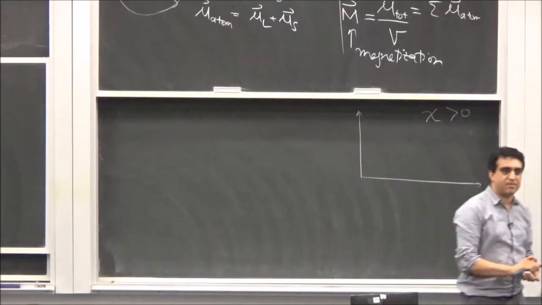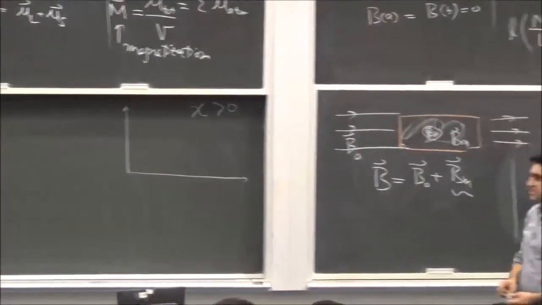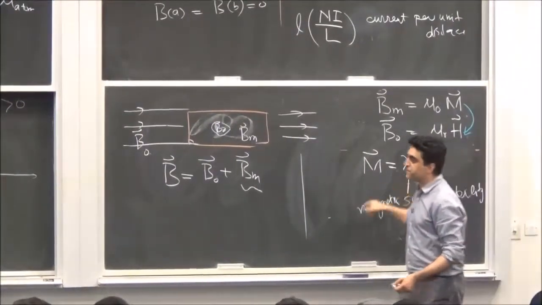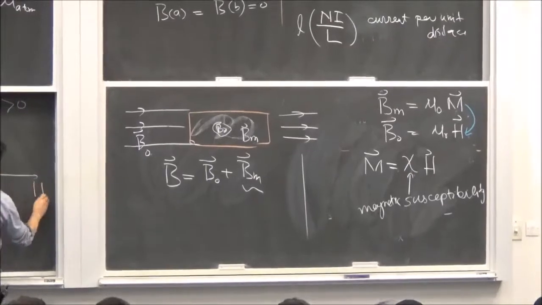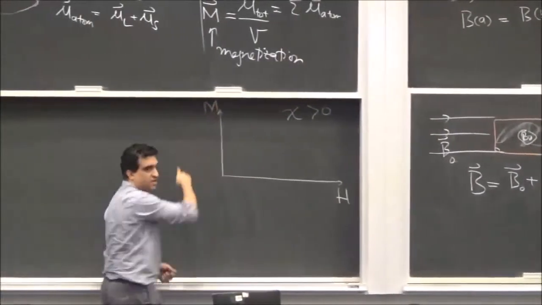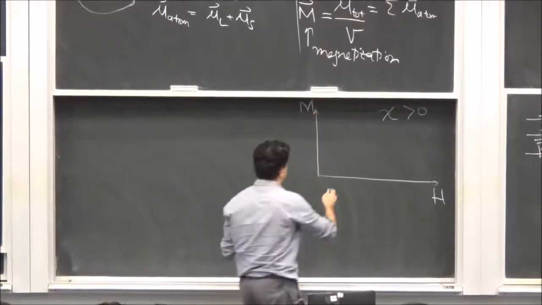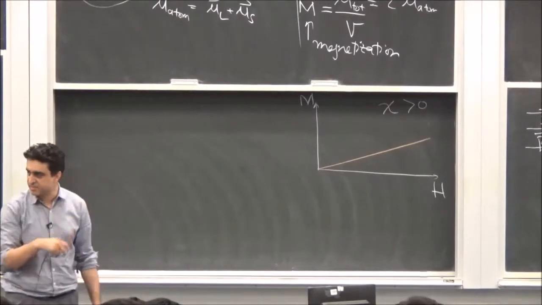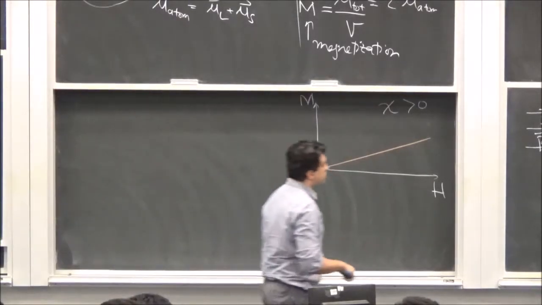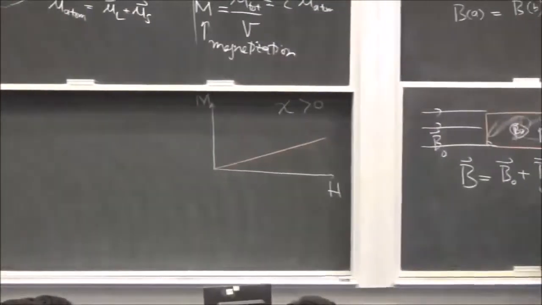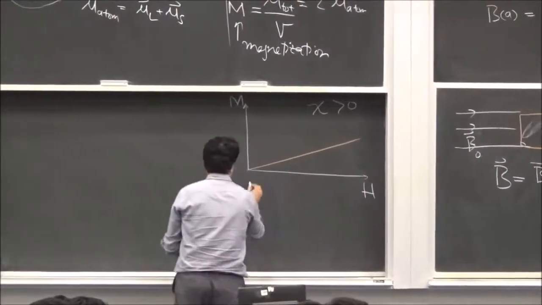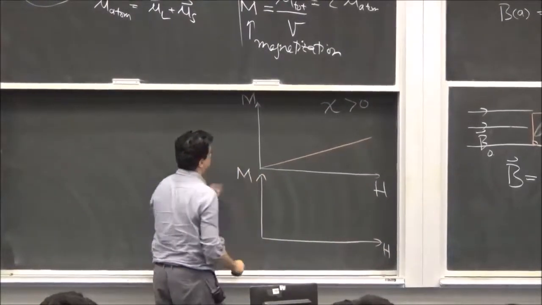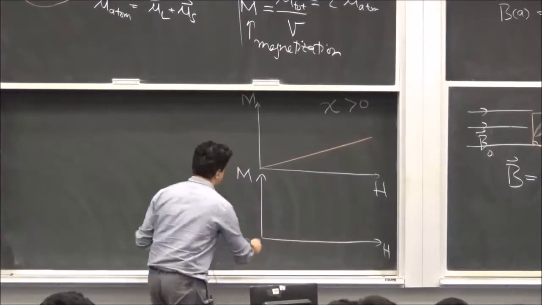What if the susceptibility is positive? So if you increase H, the magnetization would increase as well. So what you should expect is kind of a linear response from the magnetic material. I'm just writing the magnitude and not the directions.